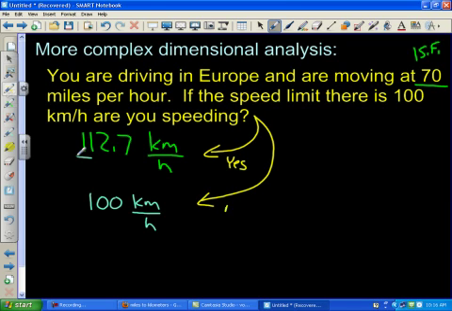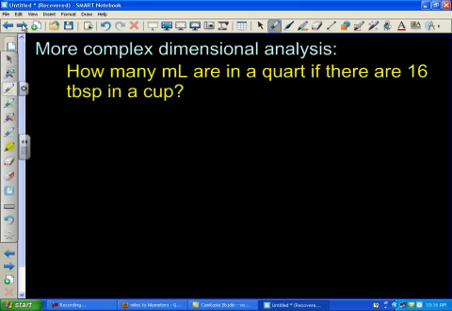Now here's the thing, you could tell the police officer when he pulls you over, well sure, I was traveling at 112.7 kilometers per hour, but technically if you round that to sig figs, I was really only traveling at 100. Probably not going to work, but you can give it a try.